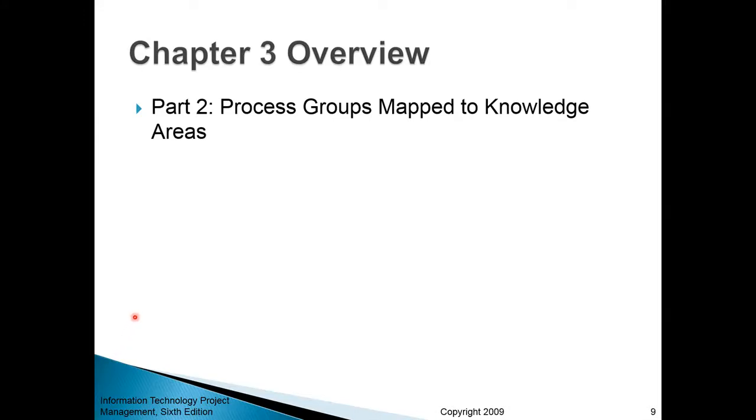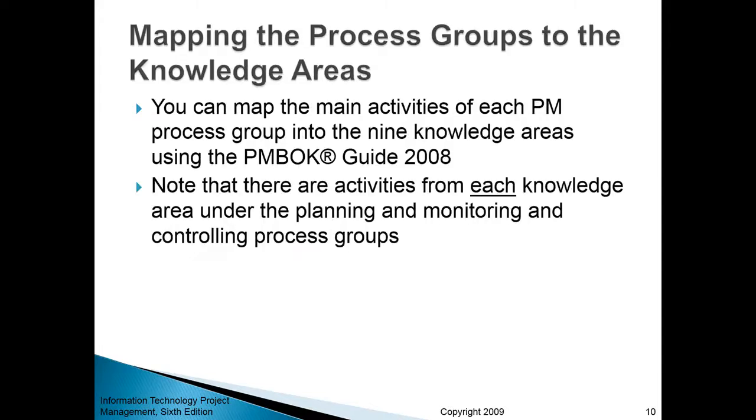Welcome to part 2 of chapter 3. In this part, we will talk about how process groups are mapped to knowledge areas under project management that we discussed before. So overall, you can map the main activities of each project management process group into the 9 knowledge areas that were outlined by the Project Management Book of Knowledge. And we also discussed those areas before.